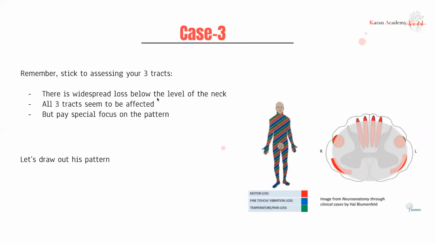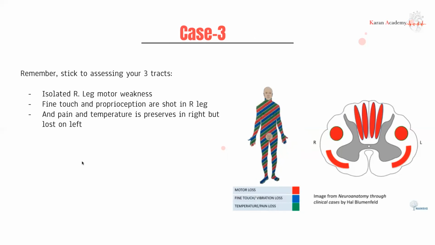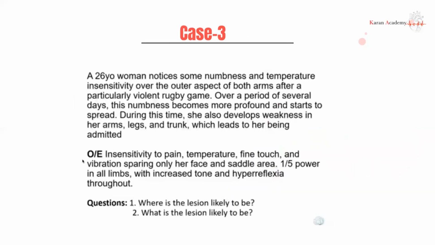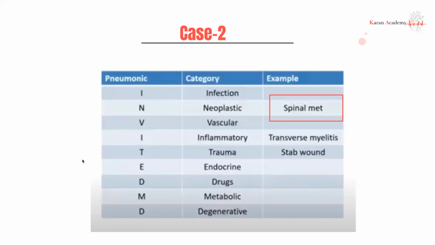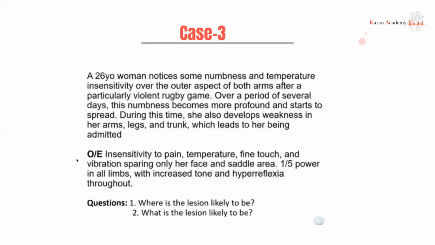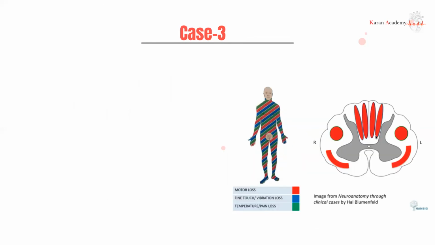Okay, so there's widespread loss below the level of the neck. All 3 tracts seem to be affected, but a special focus on the pattern of spread. I'll explain the saddle pathology in a second. It also should be her, I believe. So I apologize for that. Was it a her? Yes, it was a her. My apologies. So we first noticed numbness or symptoms over the outer aspect of both arms, and then it spreads from arms to legs. What could that be?